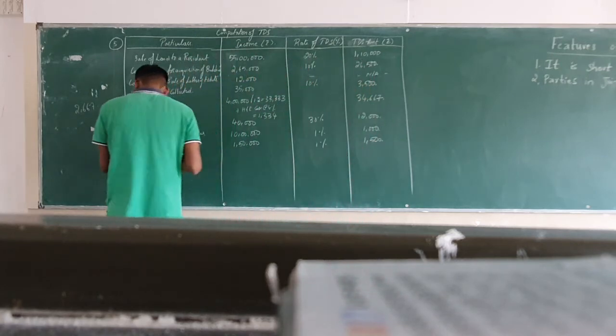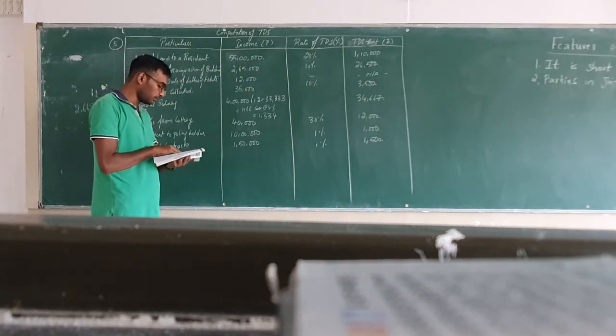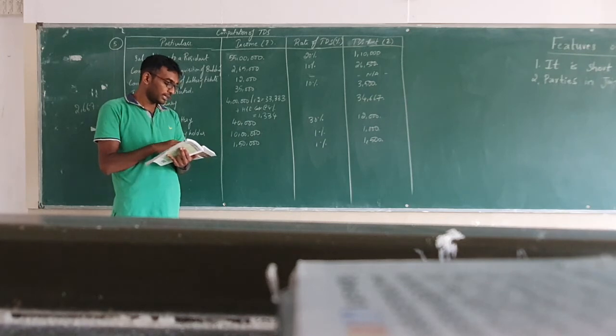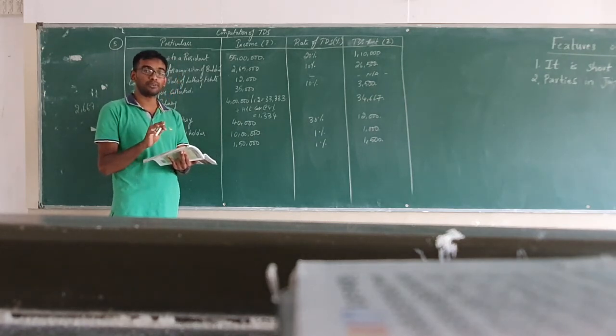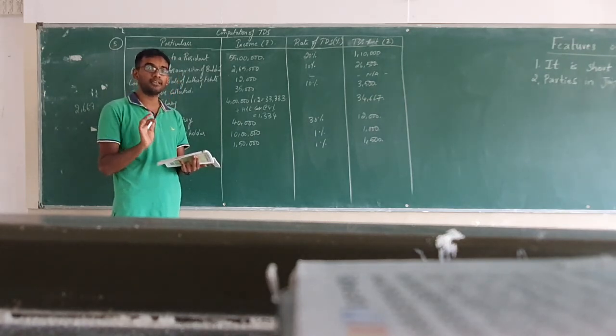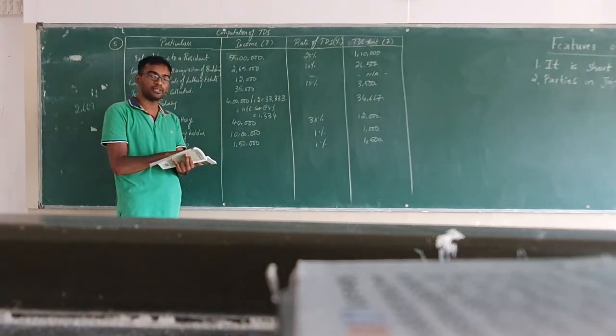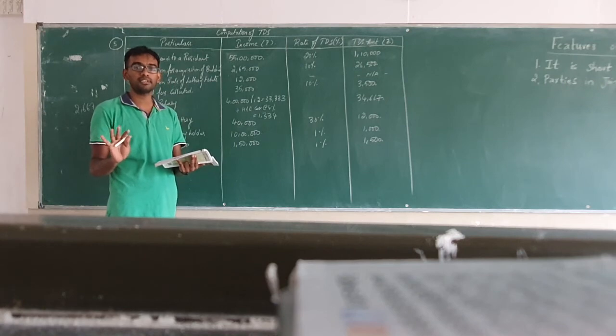Then again the next item they have given is interest on bank deposits, rupees 6,000. Now whenever there is interest on bank deposits or term deposits, TDS is computed at the rate of 10% only if the interest amount is more than 10,000. But here they have given interest on bank deposits received as 6,000. That means TDS is not applicable in this case.